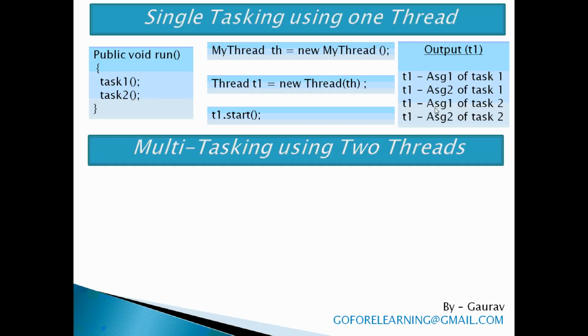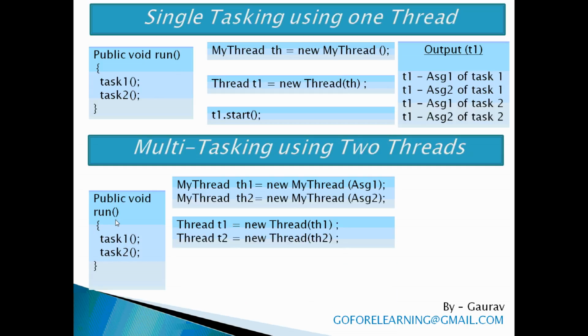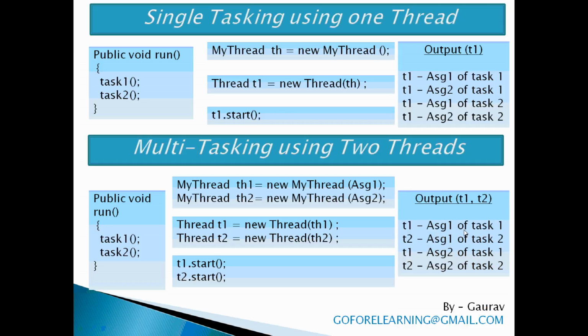Now next is multitasking using threads. In multitasking, several tasks are executed at a time. Suppose there are two tasks and each task has two assignments to be executed. First, create two objects to represent the two assignments, ASG1 and ASG2. Then create two threads and attach them to the two objects, and then start the threads. It will execute as assignment 1 of task 1, then assignment 1 of task 2, then assignment 2 of task 1, then assignment 2 of task 2.